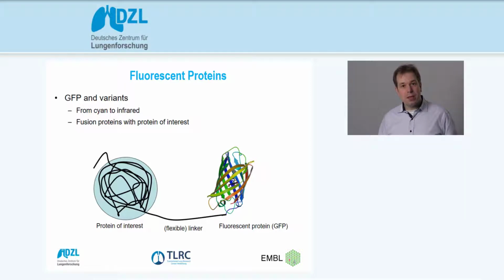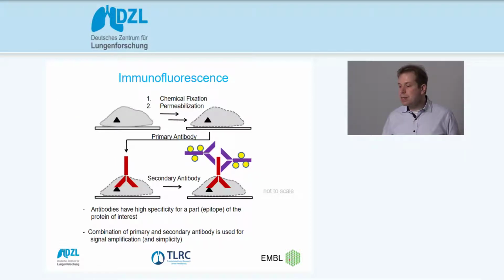Another very powerful method developed in the 1980s is immunofluorescence. Here we're using antibodies to specifically pinpoint our protein of interest. As you know, an antibody is recognizing a small epitope, a small entity on a molecule. So you can even pinpoint on a protein certain parts of it just using the specific antibody recognizing this entity.